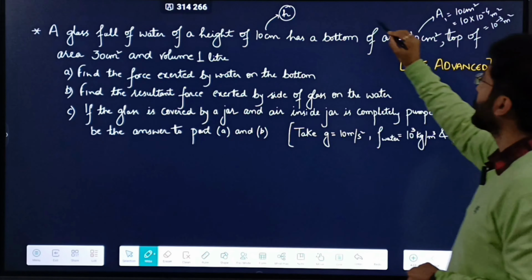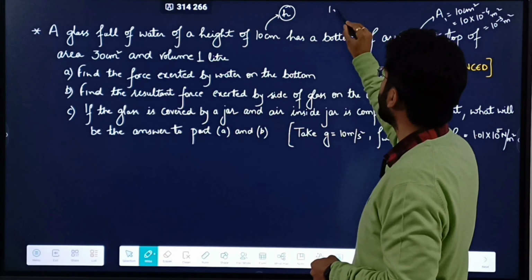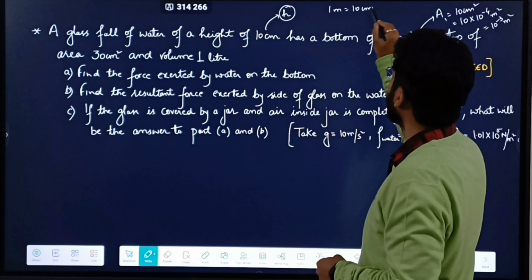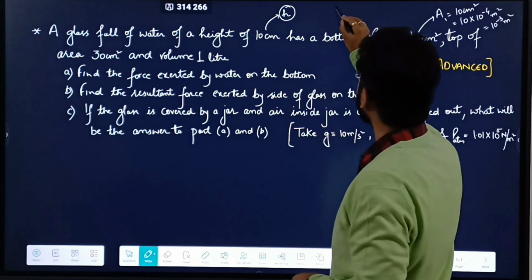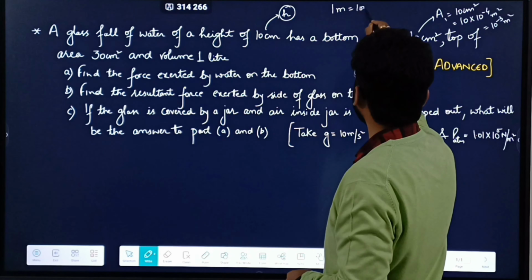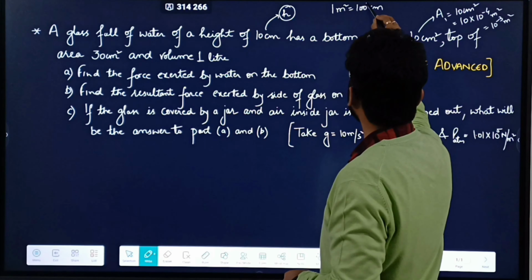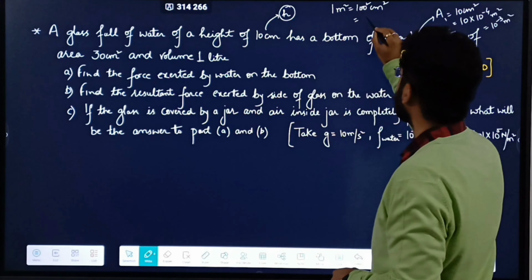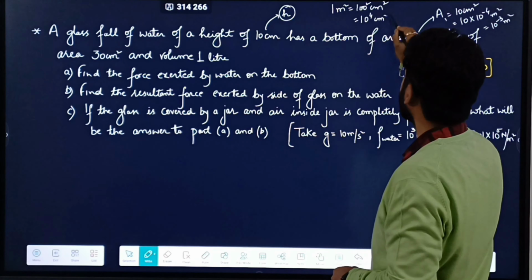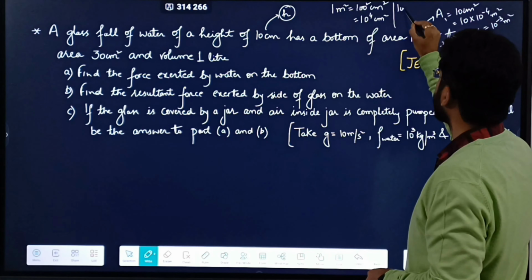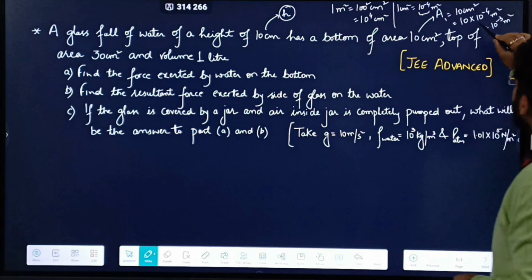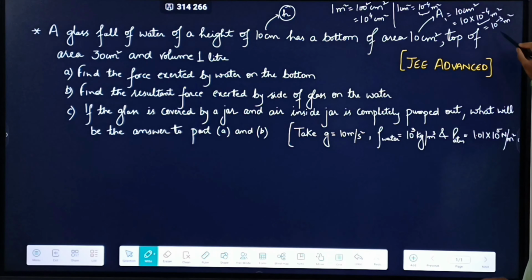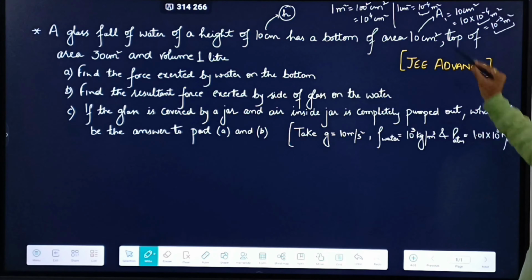Why we do this? Because as you know, 1 meter equals to 100 centimeter and 1 meter square equals to 100 to the power 4, which is equal to 10 raised to 4 centimeter square. So 1 centimeter square equals to 10 raised to minus 4 meter square. From that, we write here 10 raised to minus 4. So conversion becomes 10 raised to minus 3 meter square. And area of the bottom comes to be 10 raised to minus 3 meter square.